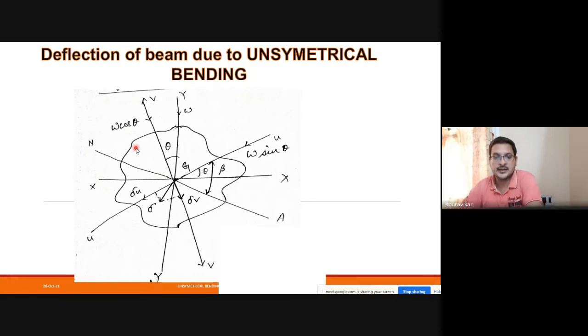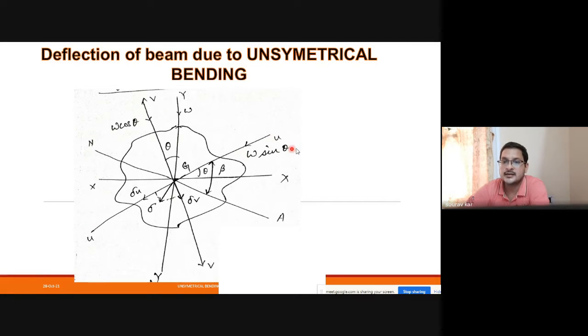Okay, now see here. Due to loading, we have deflection. If this was symmetrical bending, then there would be vertical deflection for this body, meaning deflection along the YY axis. But here it is unsymmetrical bending, so we will have deflection along the UU and VV axes.